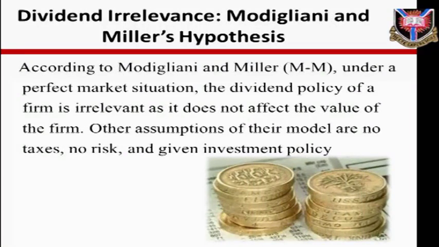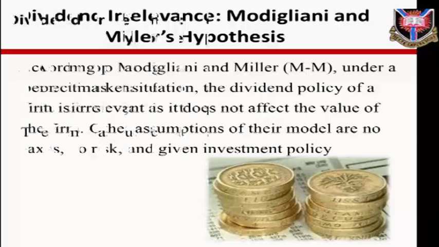Dividend irrelevance. Modigliani and Miller's hypothesis. According to Modigliani and Miller, under a perfect market situation, the dividend policy of a firm is irrelevant as it does not affect the value of the firm. Other assumptions of their model are no taxes, no risk, and given investment policy.